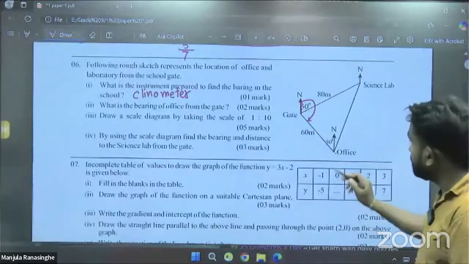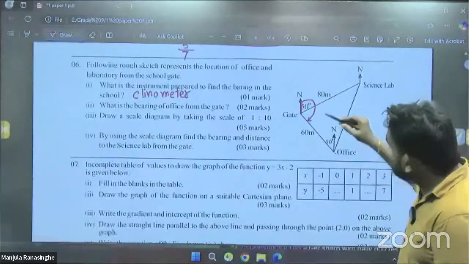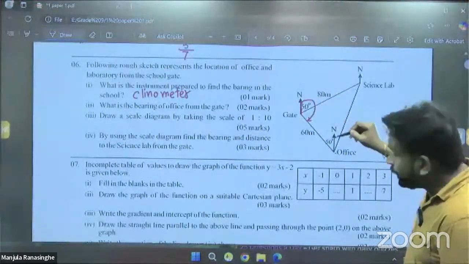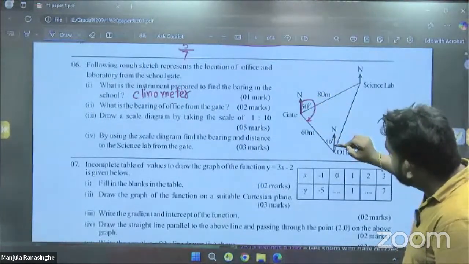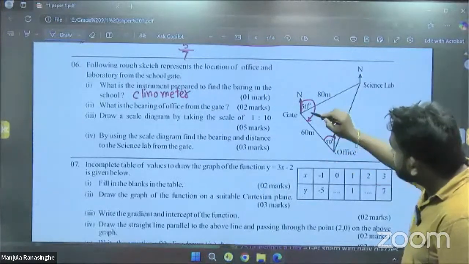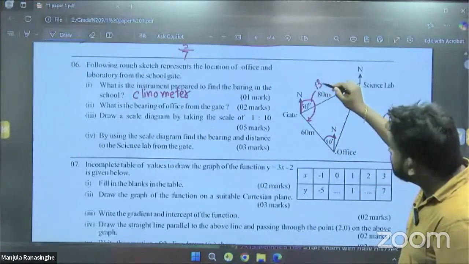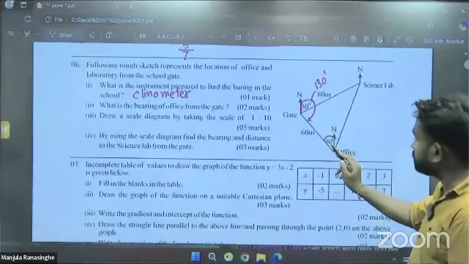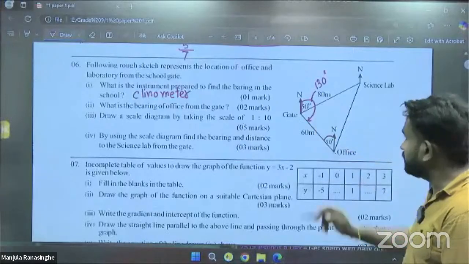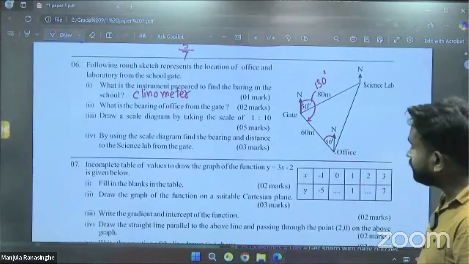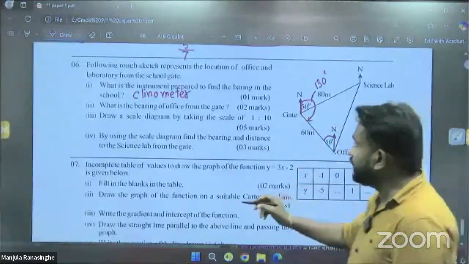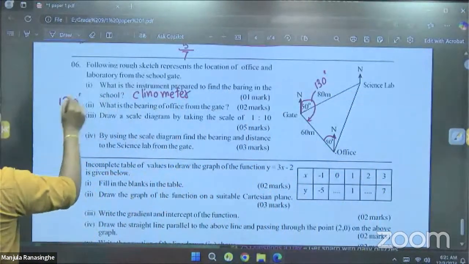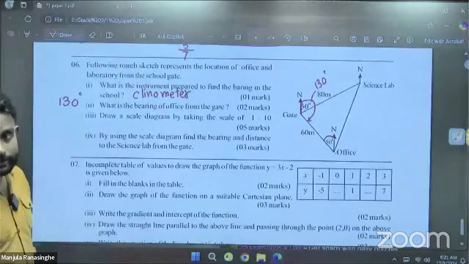Then how to find it? Here 50 there. Then here totally how much? These two lines are parallel. Then these two are allied angles. So if it is 50, this total is 130 degrees. 130 degrees plus 50 becomes 180. So the bearing of the office from the gate is 130 degrees. We have to specify three digits, so it is 130 degrees.